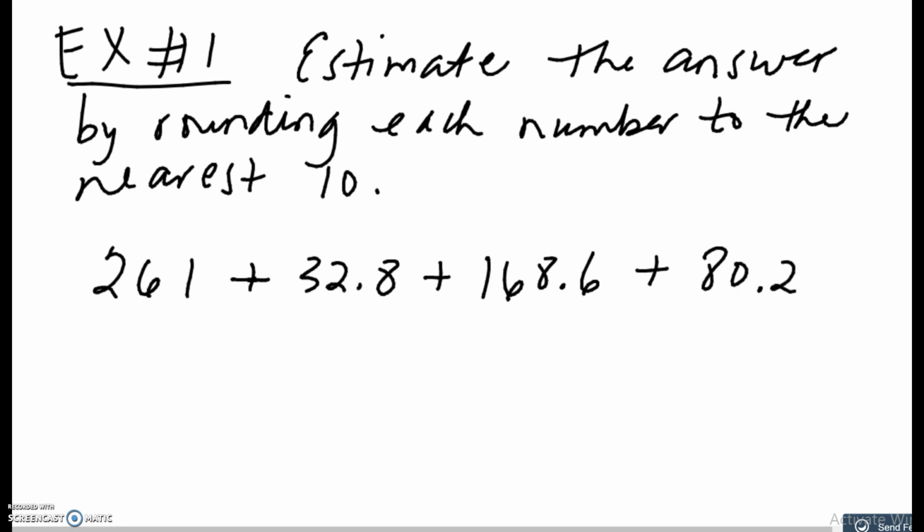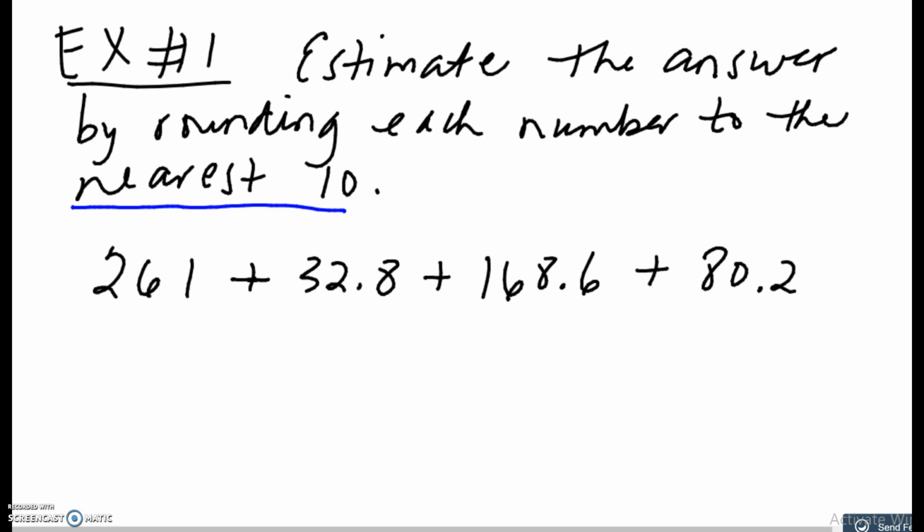All right, so let's look at this. We want to round to the nearest 10 before we add. And that's a common mistake that students make with these problems. Students want to add and then round, but that is not the process that you should use. We're going to estimate the answer by rounding. Okay, we're going to round before we add. So we want to round to the nearest 10.